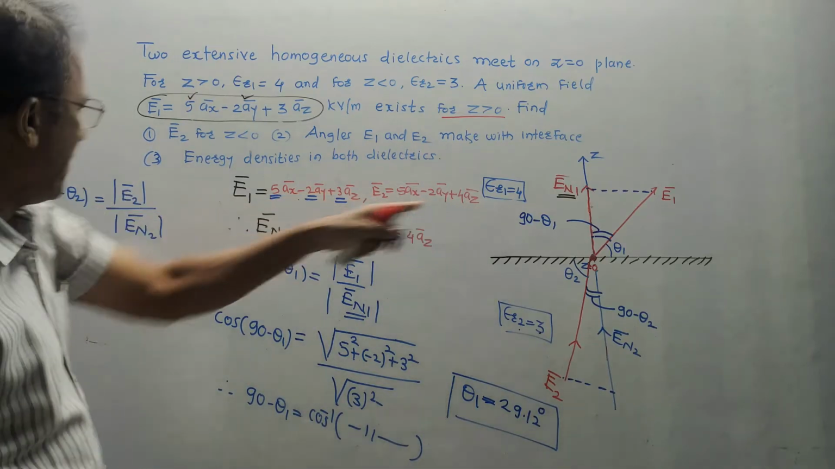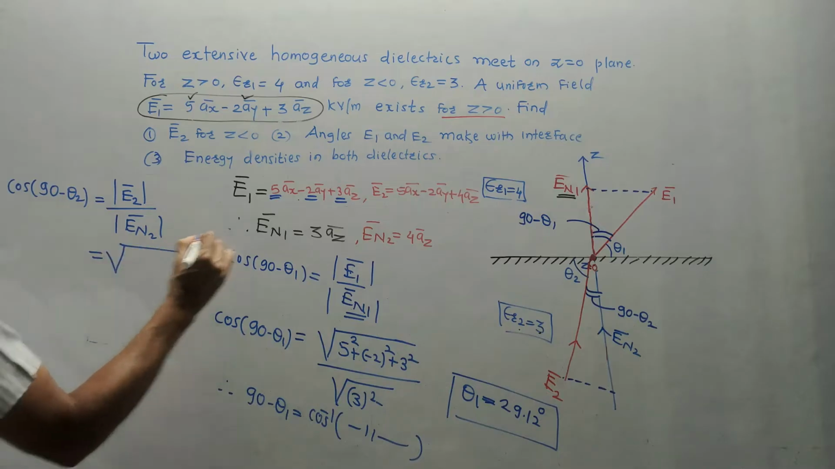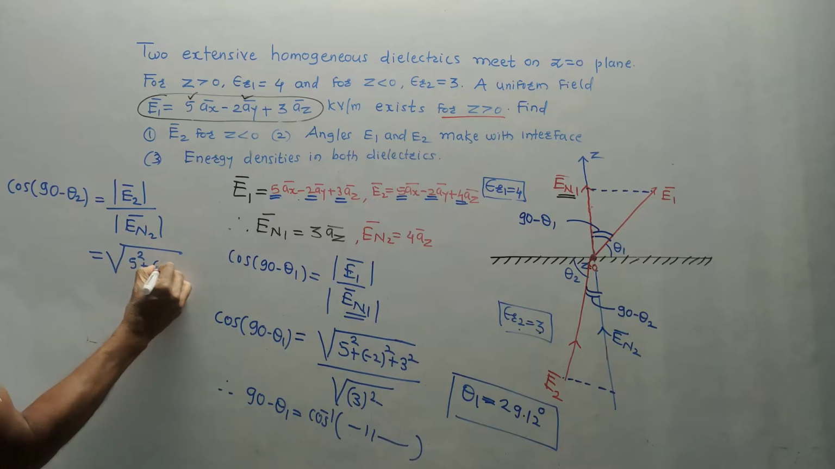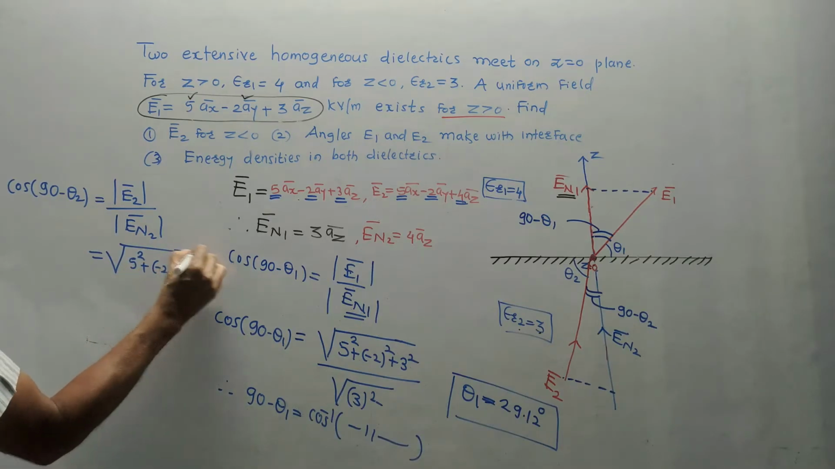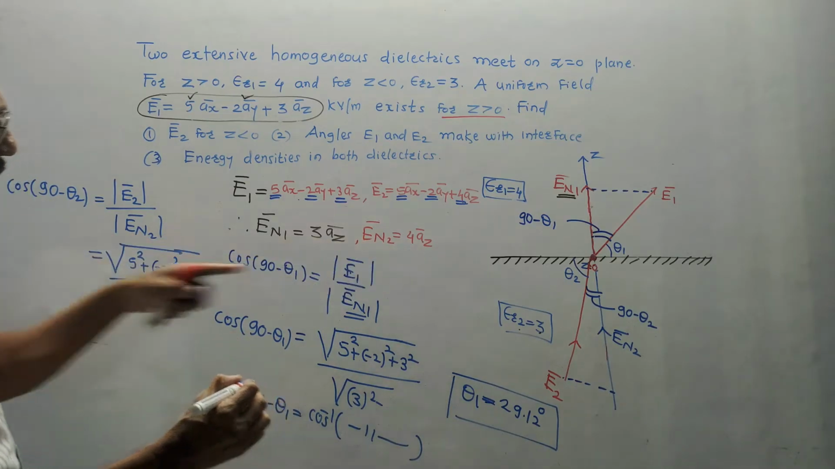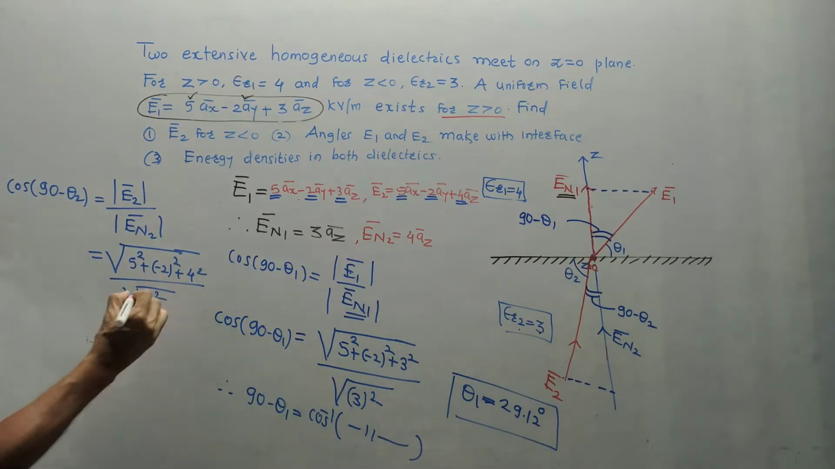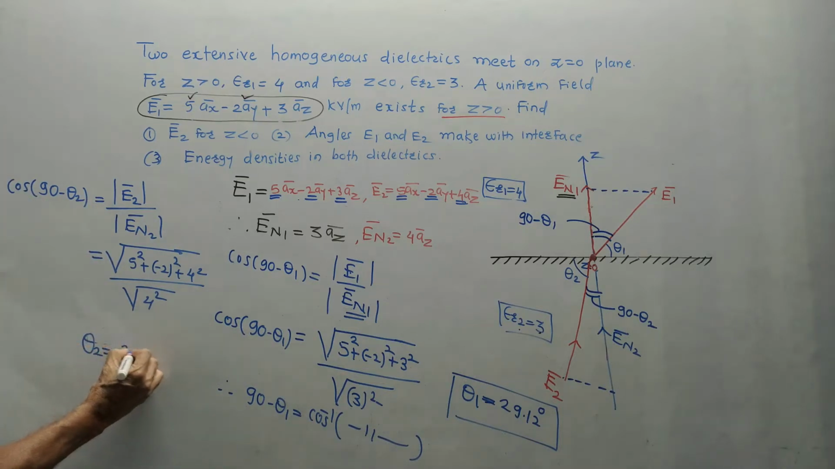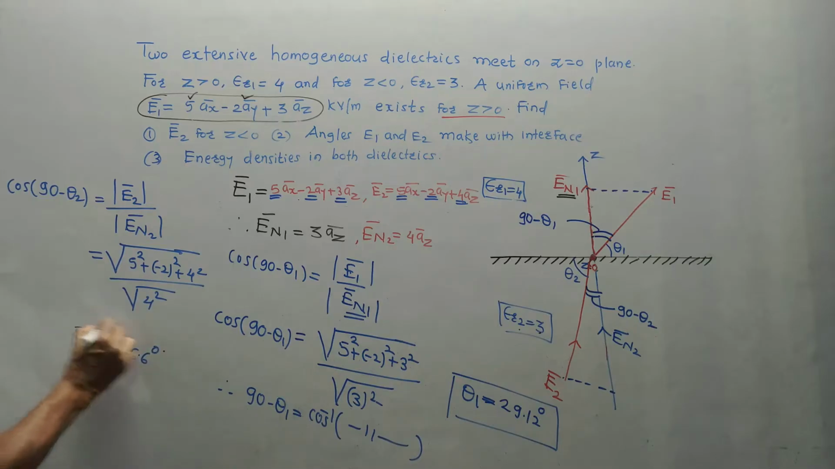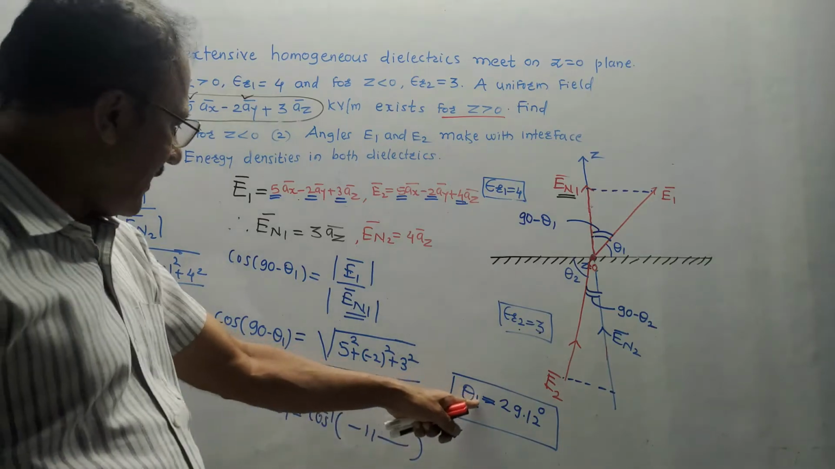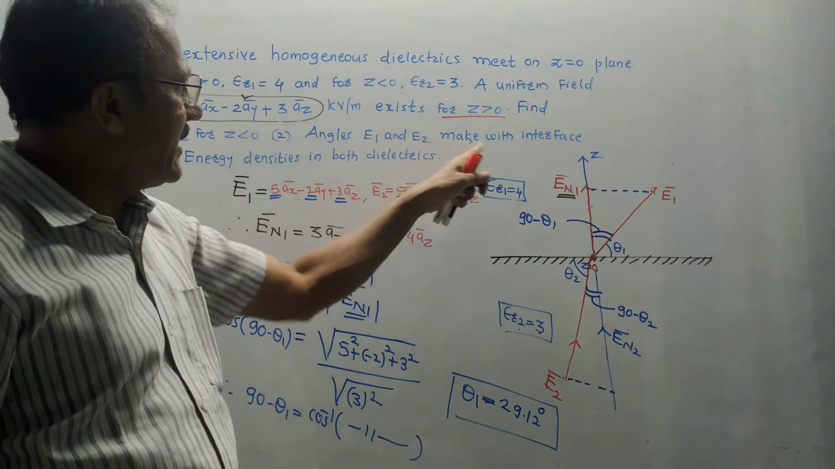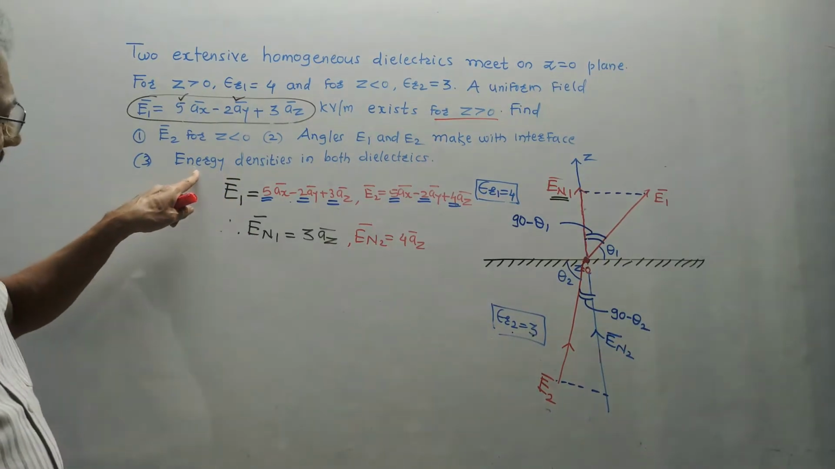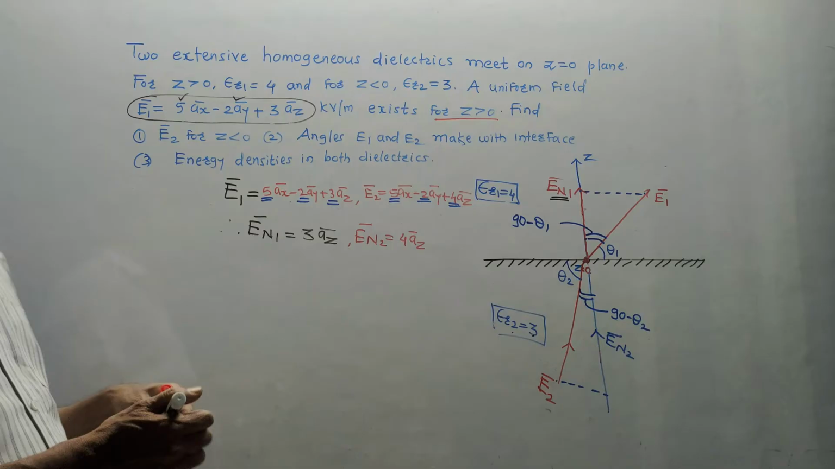Simply put the values. I have written the expression of E2 bar. So mod means under root of first term square, second term square, third term square. So it is 5 square plus minus 2 square plus 4 square, divided by En2 bar, which is 4 az bar. So under root of 4 square, simply you may write 4. If you solve this, you will get the value of theta 2, that is 36.6 degrees. So these are the answers of theta 1 and theta 2, that is the angles made by E1 and E2 with the interface.